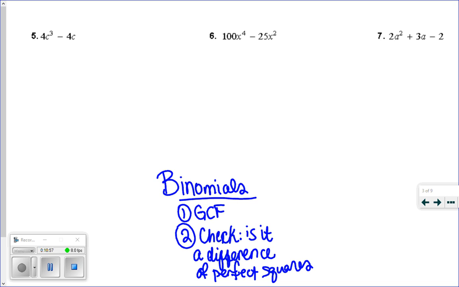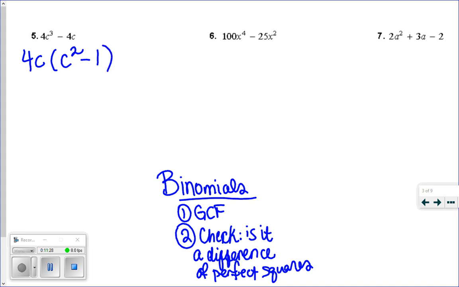Okay? So let's take a look at, for example, number 5. That's a binomial, it has 2 terms. Step 1, we still always look for a GCF. So I notice that 4c to the 3rd minus 4c have a GCF of 4c. All right, so when I pull that, let's see what's going to be left in the parentheses. I'm going to be left with just c squared in the first term, because the 4 is gone and one of those c's is gone. And then minus, and then 4c divided by itself is just a 1.